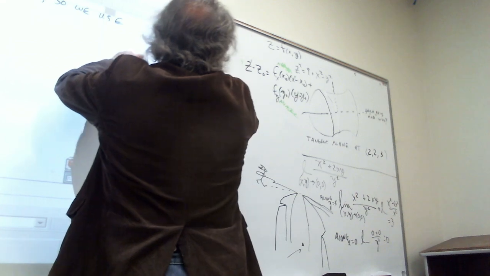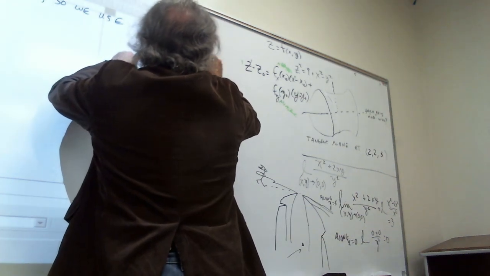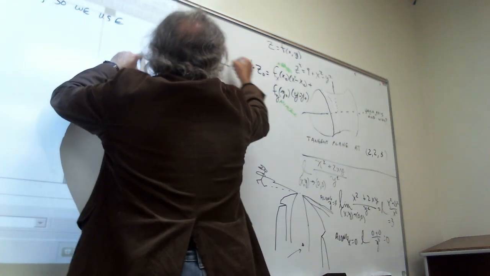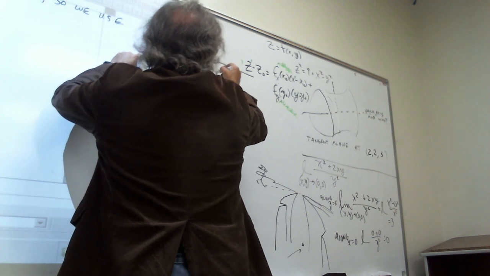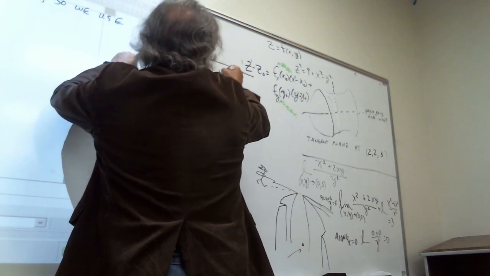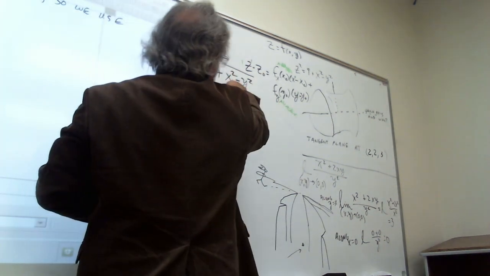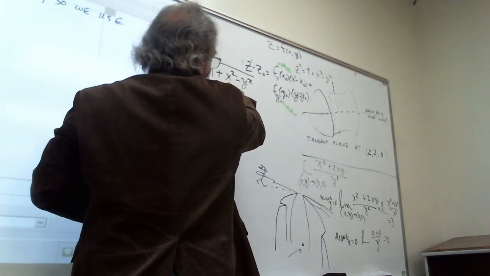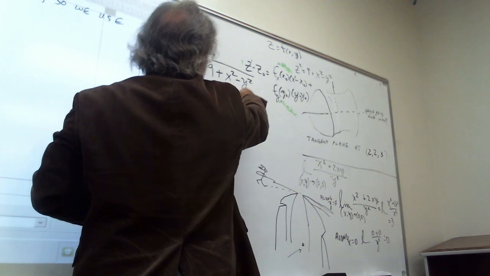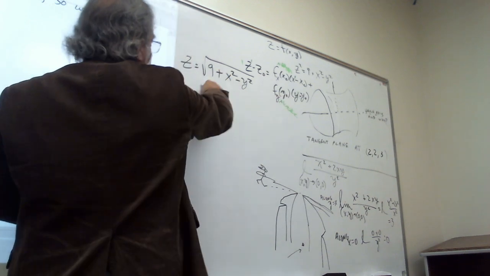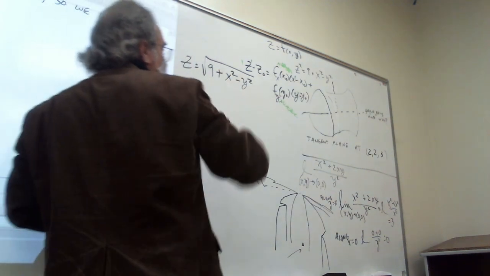I need the equation. Z squared equals 9 plus x squared minus y squared. All right, so 2 squared is 4, 2 squared is 4, they cancel. Yes, that point is on this surface. And it's on the top half.